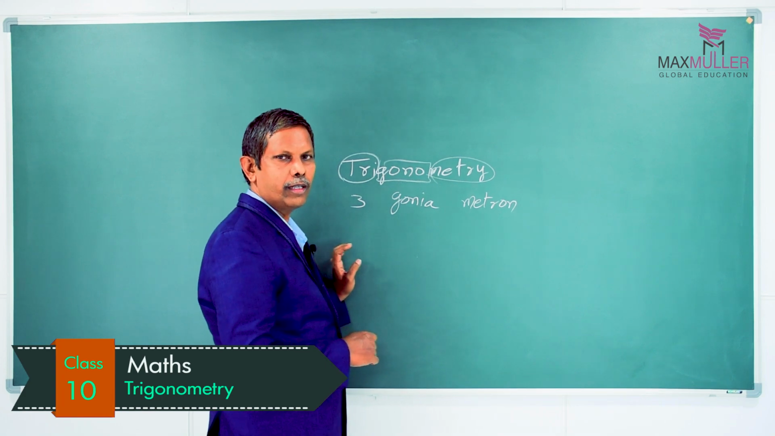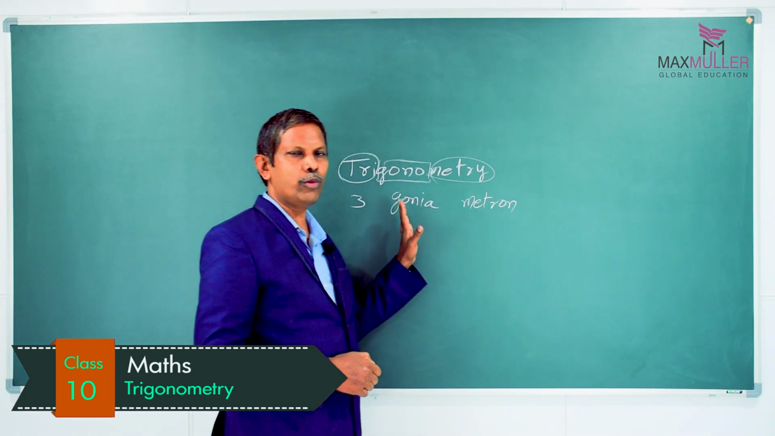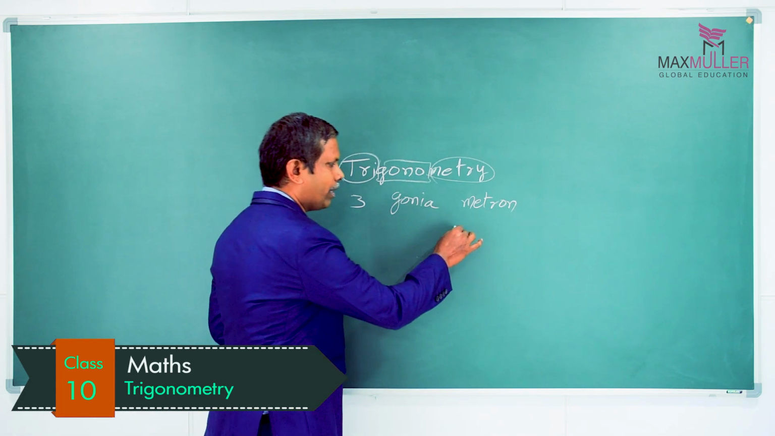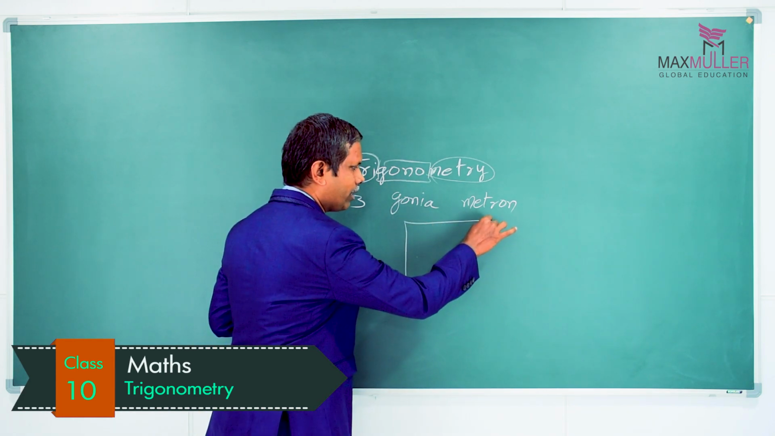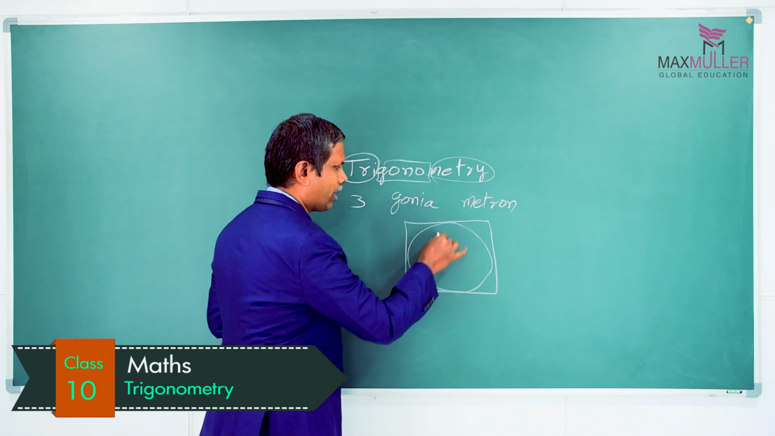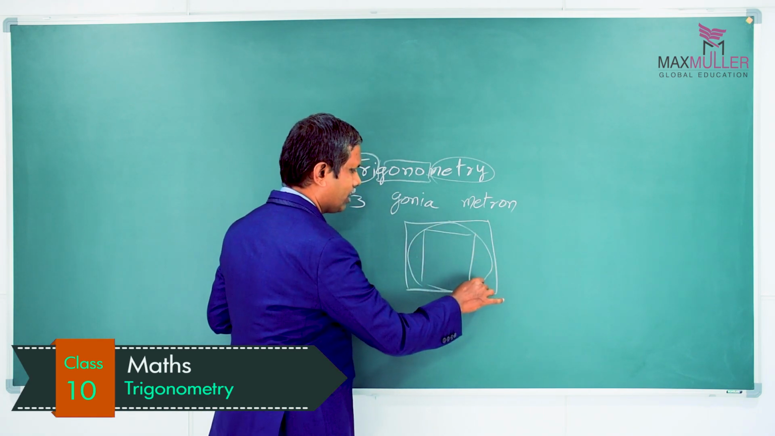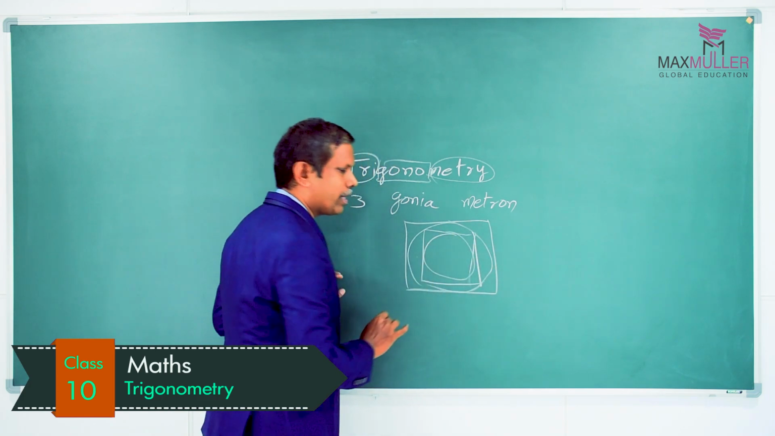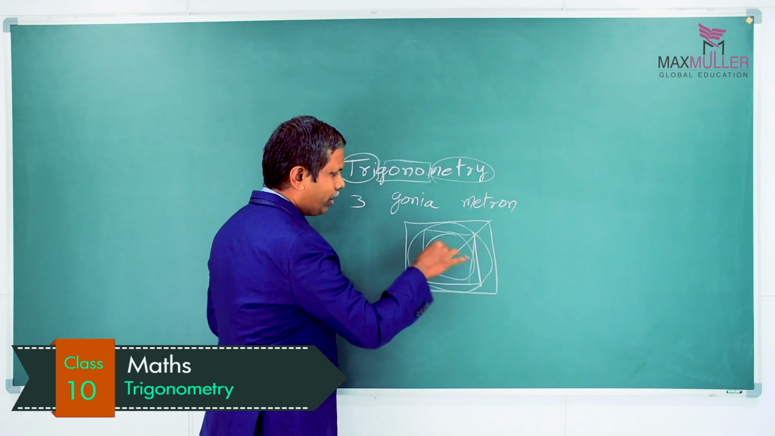Previously in astronomy they were using trigonometry, but we didn't know that it was trigonometry. Simply in astronomy they used trigonometry. The picture of this astronomy, they used trigonometry obviously. Here they used it like this.